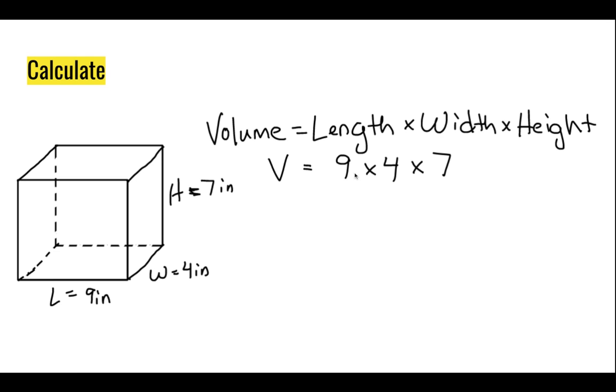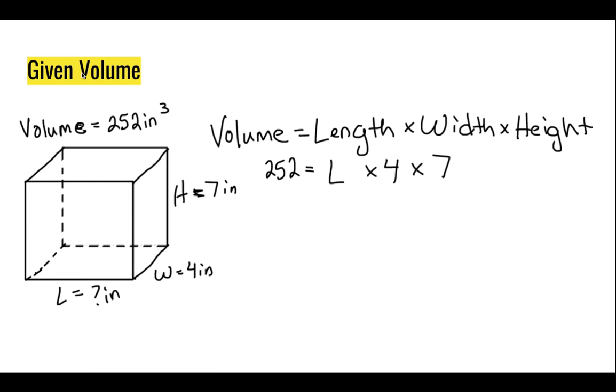We also know how to calculate it. If we know the three dimensions, the length, width, and height, we multiply them together, and we can calculate the volume. We can even calculate the dimension of one side if we're given a volume. So in this example, if we know the volume is 252 inches cubed, which we know is the unit for volume, then we can find the length because we also have the width and the height.